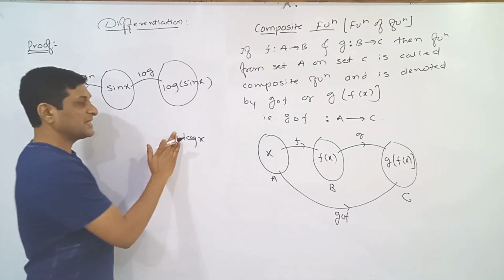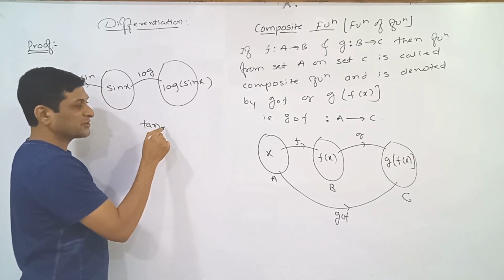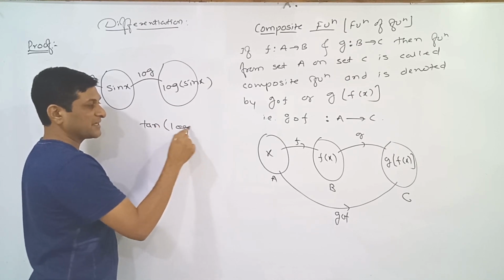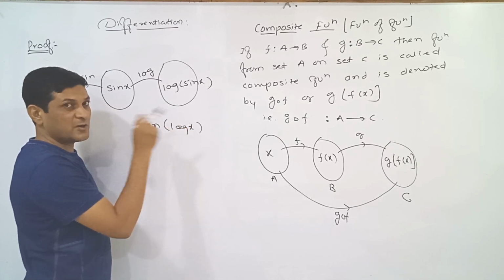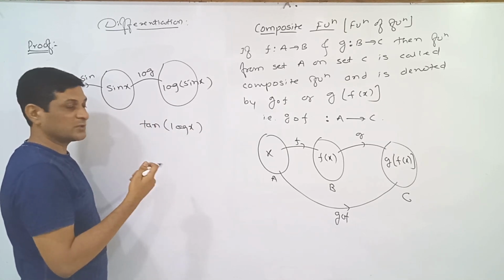Composite function. Let us consider another example. Say tan, instead of x, if I am writing here log x, means tan is a function of what? Logarithmic function, means it is function of function. Such functions are called as composite function.